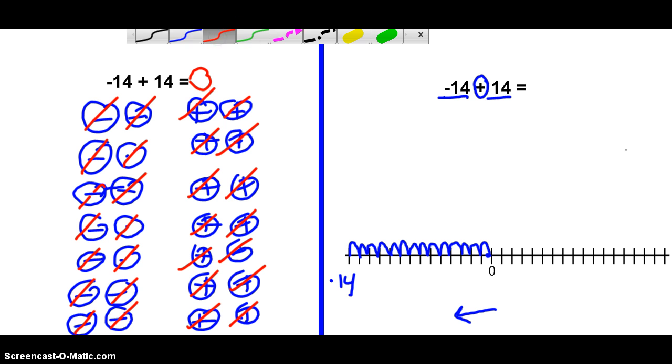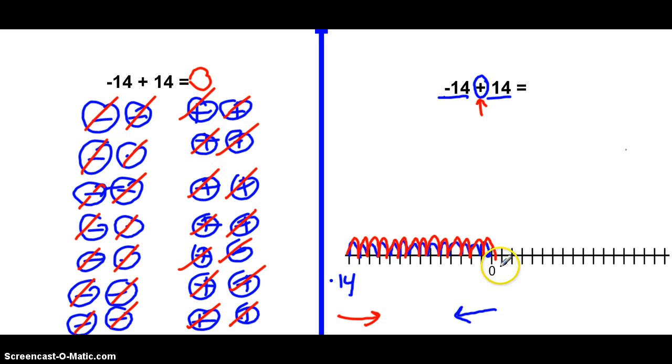Now the second number is a positive 14, so we're going to turn around to the positive direction, and because we're adding, we're going to walk forward this way. 1, 2, 3, 4, 5, 6, 7, 8, 9, 10, 11, 12, 13, 14. And basically we walk back the same number of steps we walked the first time. We land on 0, therefore the answer is 0. Alright, and that's how you model addition of integers with integer chips as well as the number line.